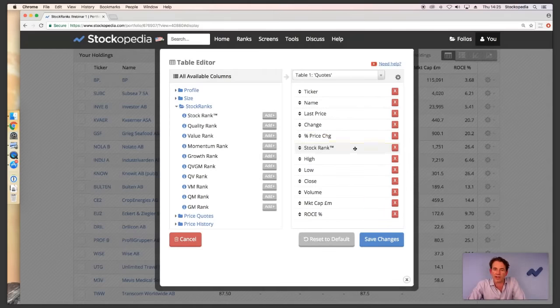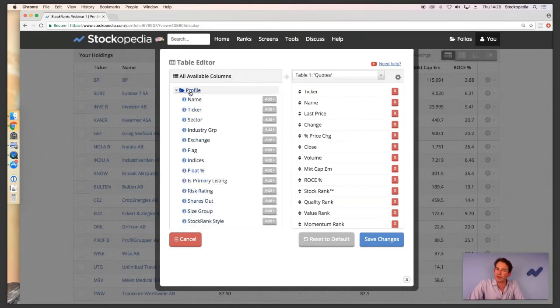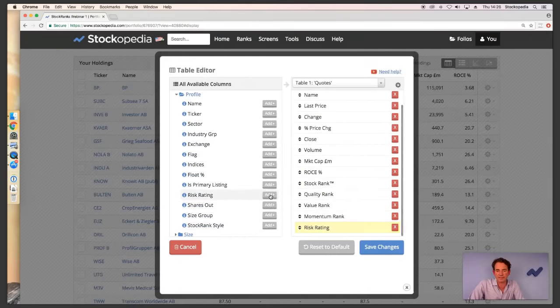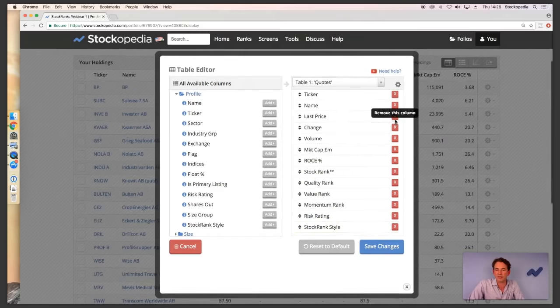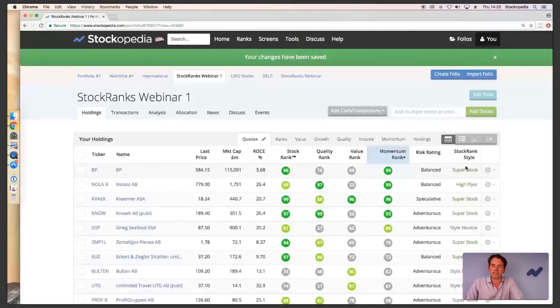You can then move it around wherever you like, and you can recompose your view in a way that best suits you. So for example, let me just add quality, value, momentum. We've got the overall stock rank. And also because I like being able to see the style and the risk rating, I can go into profile, and down here you can see there's the risk rating and the style. So I'm just doing this for demo. You can do this however you like. Let me just move that, and I can save the changes, and I've completely rejigged my view. So I've got a risk rating, a style, and I've got quality, value, momentum all there at all times.